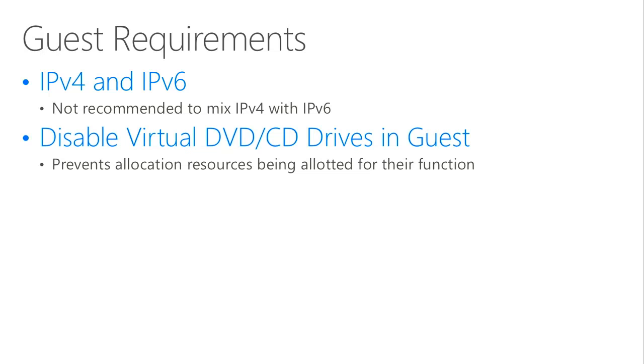Guest requirements 2. This is a really interesting one. I get this one a lot: IP version 4 and IP version 6. Really, it's not recommended to mix the two. You can do it, but you hit a performance issue, because there are translations happening between IP version 6 and IP version 4. If you're running an IP version 6 network only, knock yourself out. Run just IP version 6. If you're running just an IP version 4 network environment, just run IP version 4. That's the really important part.